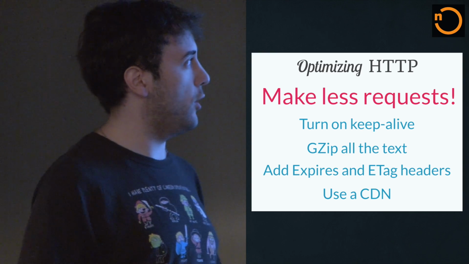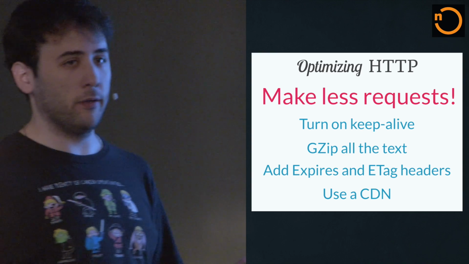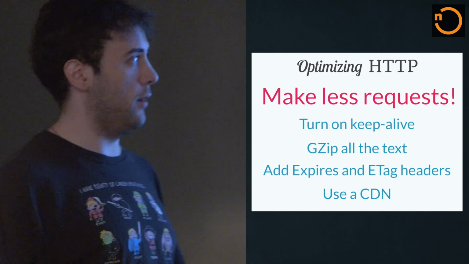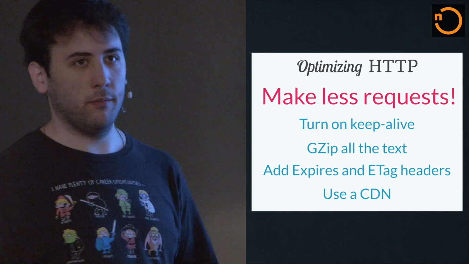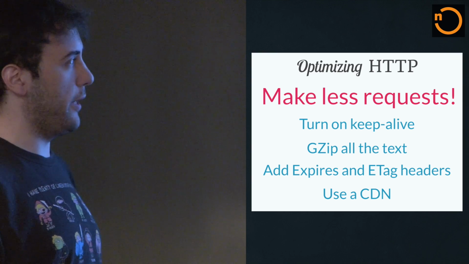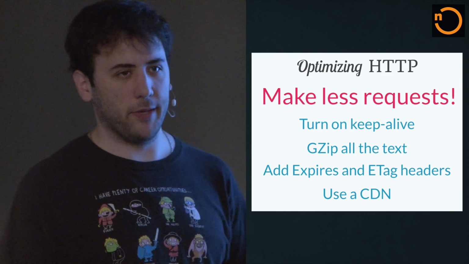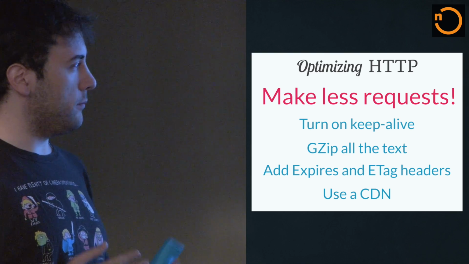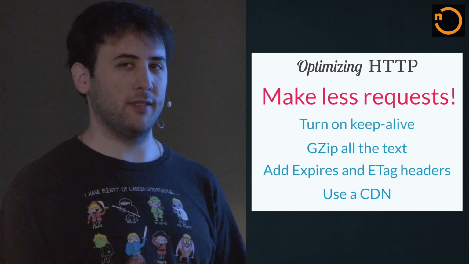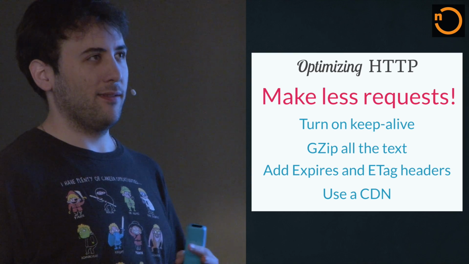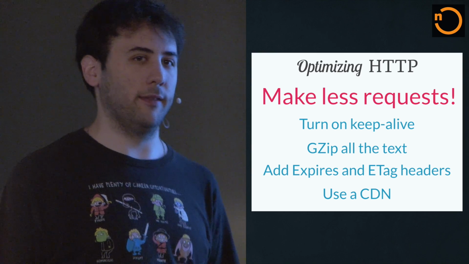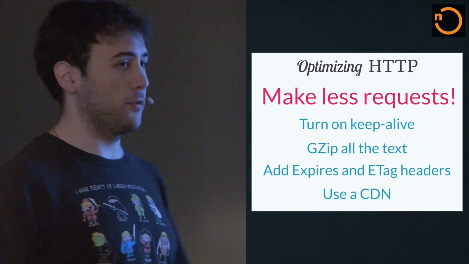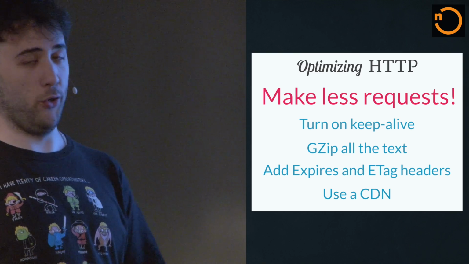Then HTTP, just make less requests, right? And we can all go home. Turn on Keep Alive. It's usually really easy to do. Many web servers enable that by default. Gzip everything, obviously. That's text. Add expires and tag headers. This is something that we usually tend to leave for last and end up never doing, but it's really useful. Use a CDN if you should.